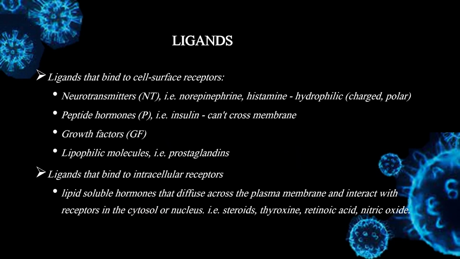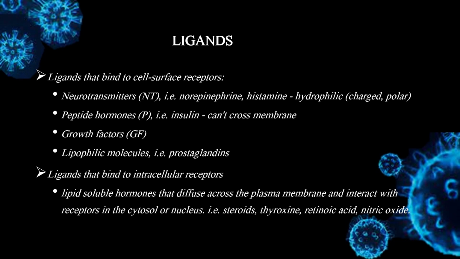Ligands. As we have already said, ligands are the signaling molecules. The ligands that bind to cell surface receptors are of different types. For example, neurotransmitters like norepinephrine, histamine, etc. Peptide hormones like insulin, because insulin cannot cross the membrane, growth factors, or lipophilic molecules like prostaglandins, etc.